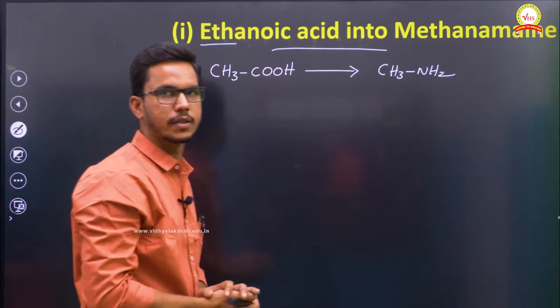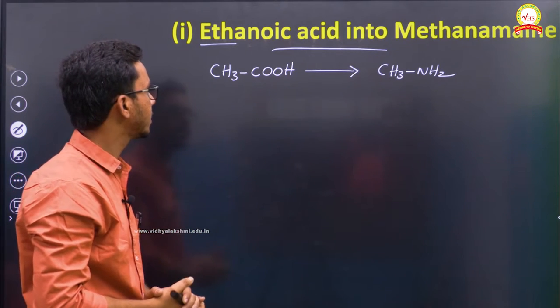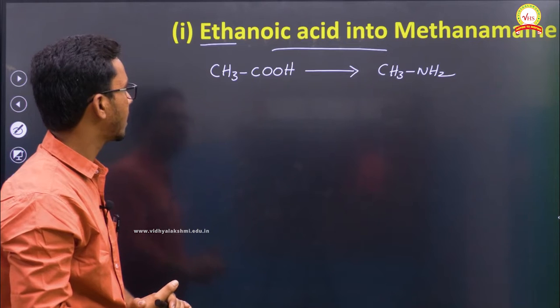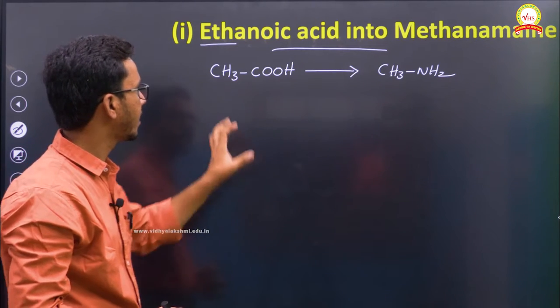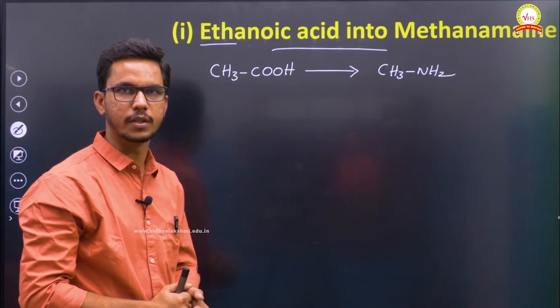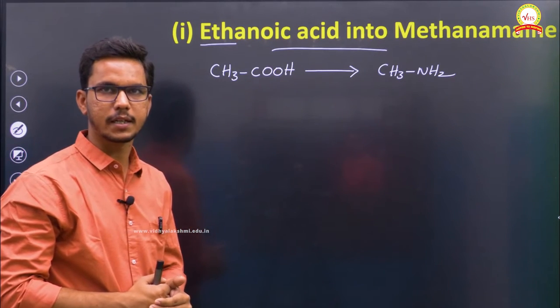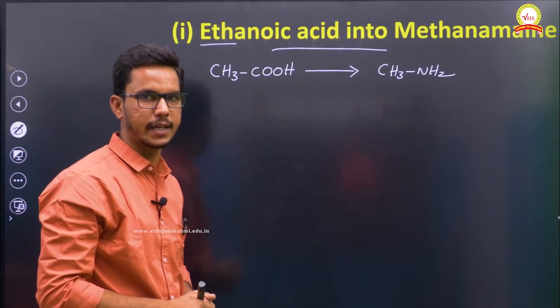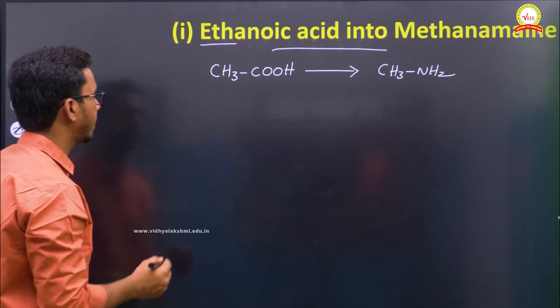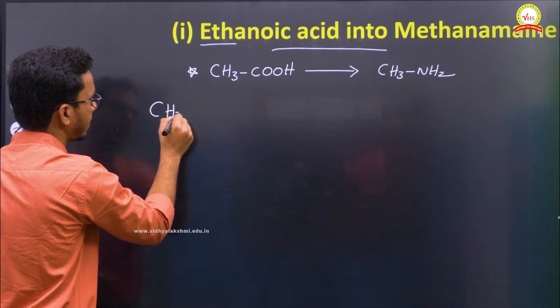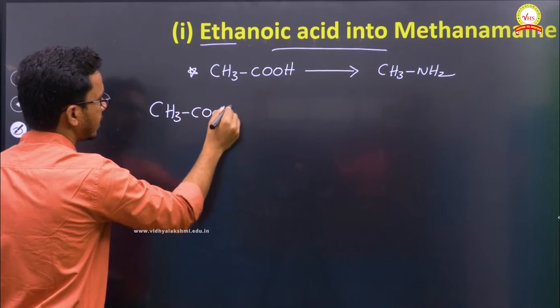How can we convert this ethanoic acid into methanamine? The number of carbons is being changed and the functional group is also being changed, right? When the number of carbons is decreasing, we have to go with a particular reaction. We will discuss what that particular reaction is. Now let us take ethanoic acid first, CH3COOH. This is ethanoic acid.